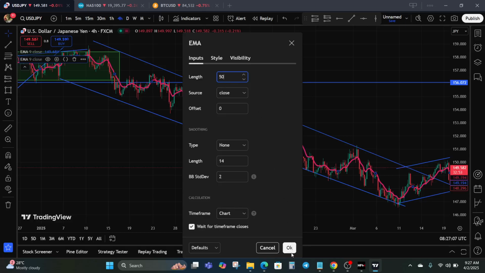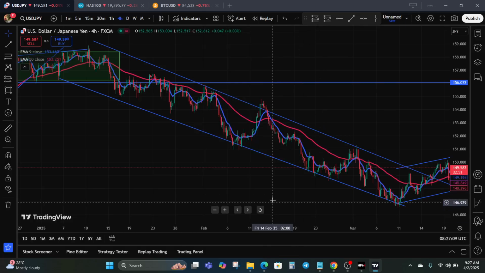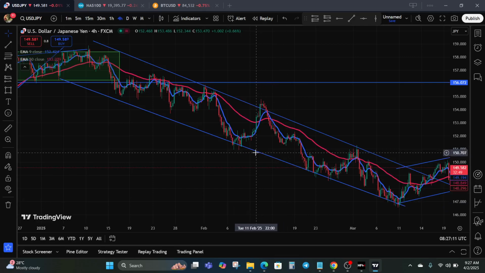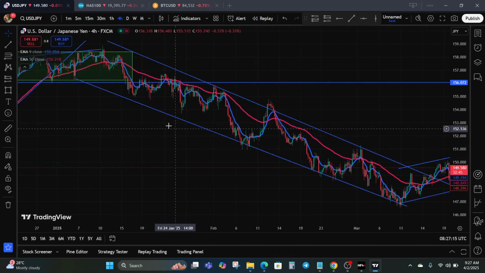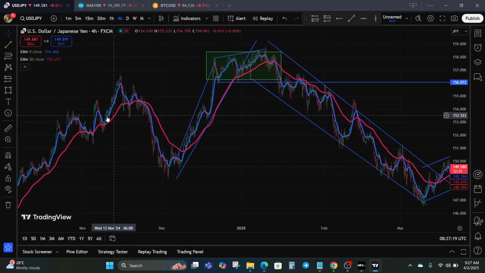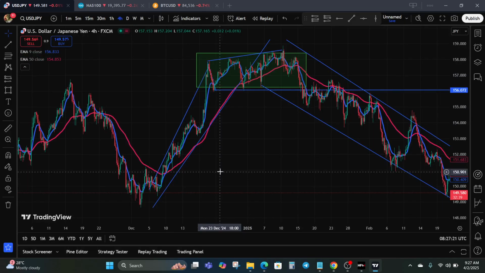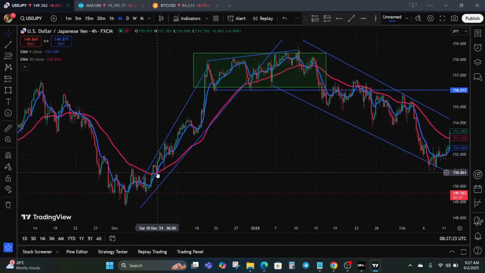Change the input to 50. All right. So now a bullish reversal occurs when a shorter EMA, for example, the 9 EMA, crosses above a longer EMA, for example, the 50 EMA. So this was a bullish reversal that occurred here.